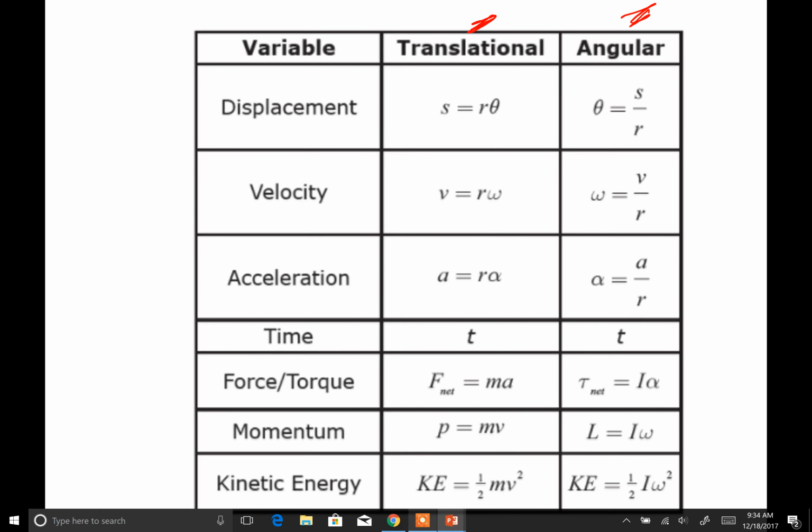We've got time. We'll talk about force and torque in a minute. We know that net force causes acceleration in linear systems. Net torque causes angular acceleration in rotating systems. We know that linear momentum, P, is equal to mass times velocity. Well, angular momentum, L, is equal to the moment of inertia times the angular velocity. And with kinetic energy, in a linear system kinetic energy is 1/2 mass times velocity squared. In a rotating system, kinetic energy is equal to 1/2 times the moment of inertia times the angular velocity squared.